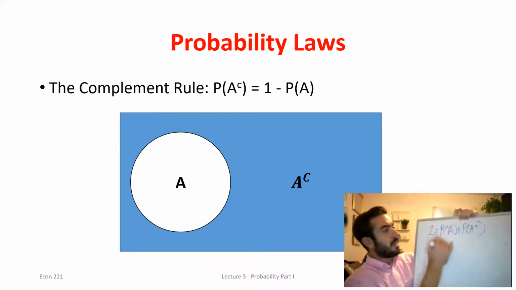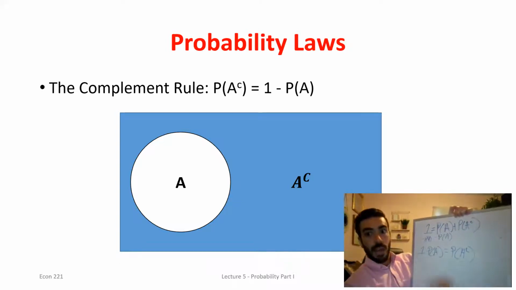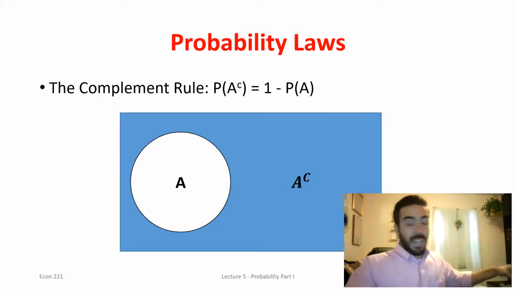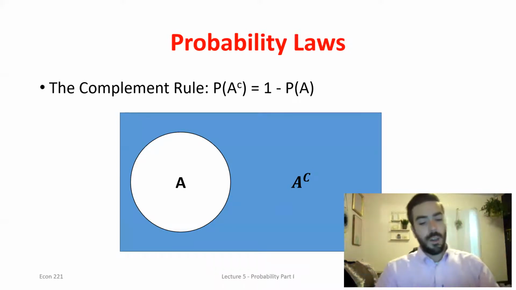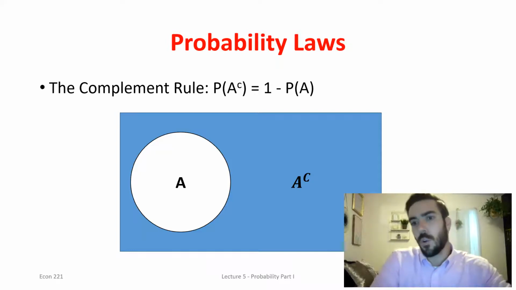If I just rearrange things a little bit here, then I get what you're saying on the slide, right? So it's just rearranging this general intuition to get our complement rule. The probability of any event's complement would just be 1 minus the probability of that event, right? And that's how we get that from that other equation. We just rearranged it a little bit, okay?